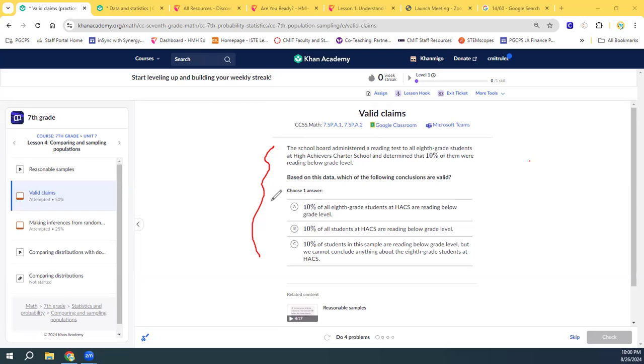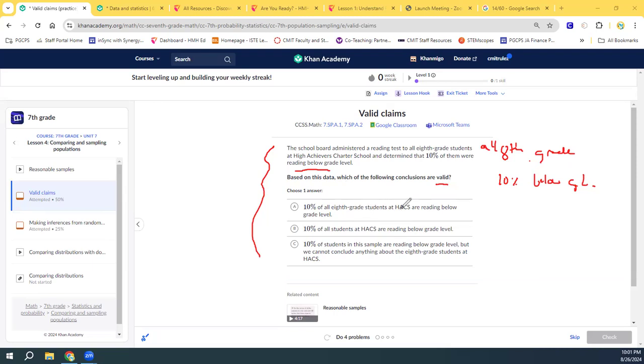Here we go. The school board administered a reading test to all eighth grade students at High Achievers Charter School and determined that 10% of them were reading below grade level. Oh no. Based on this data, which of the following conclusions are valid? So again, we have eighth graders, and they are all eighth graders, right? Don't know anything about the seventh graders, but then 10% below grade level. Yeah, 10%, so which are valid?